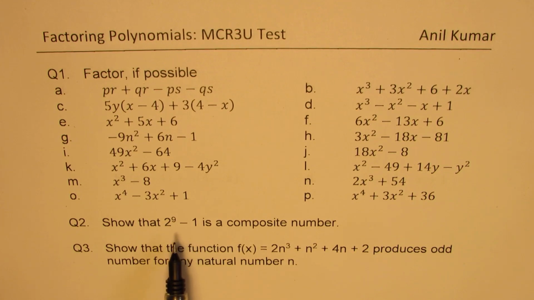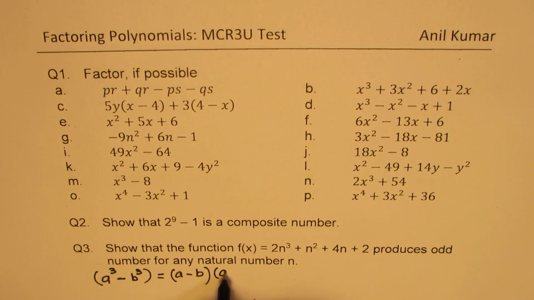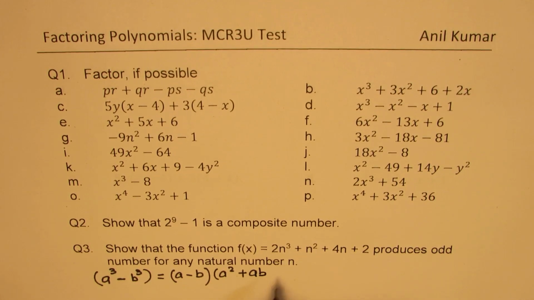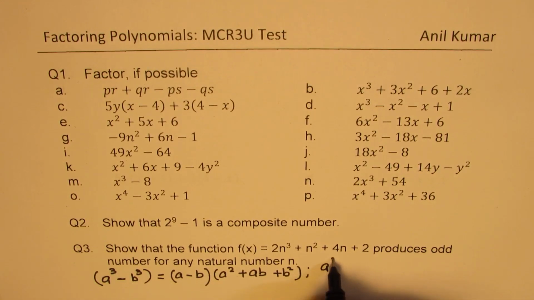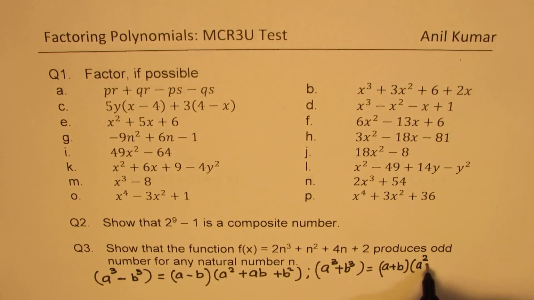Some more formulas which you may require are like this, especially 2, which is difference of cube. If I have a cube minus b cube, in that case, to factor, we can write this as a minus b times a square plus ab plus b square, right? And if this is a cube plus b cube, in that case, you can factor this, the sign changes. It becomes a plus b times a square minus ab plus b square.